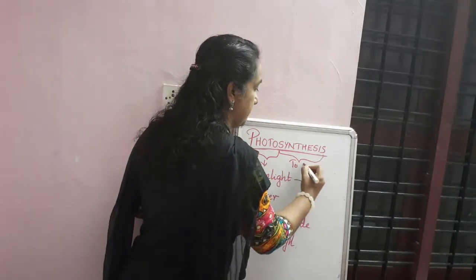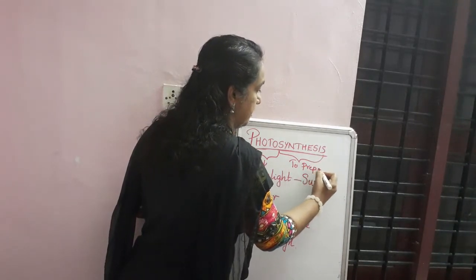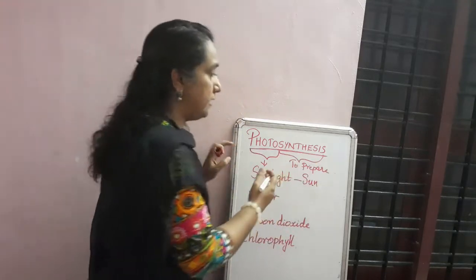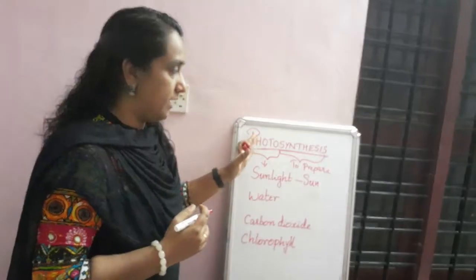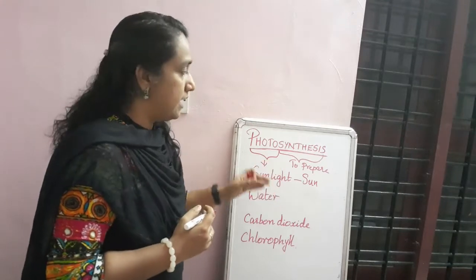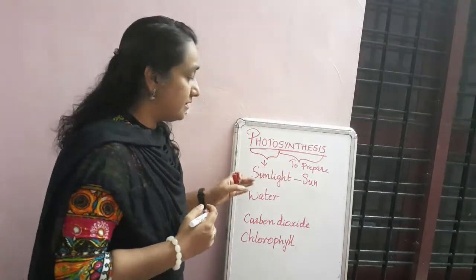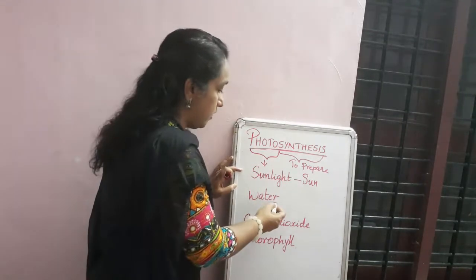So the green plants prepare the food with the help of sunlight. It's known as photosynthesis. Other than sunlight, it needs three other things. First one is water. So I will show one plant.